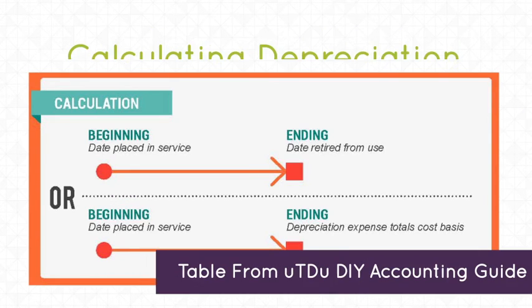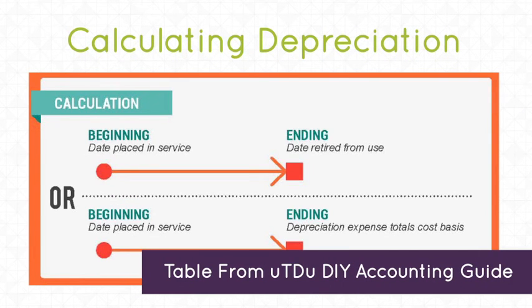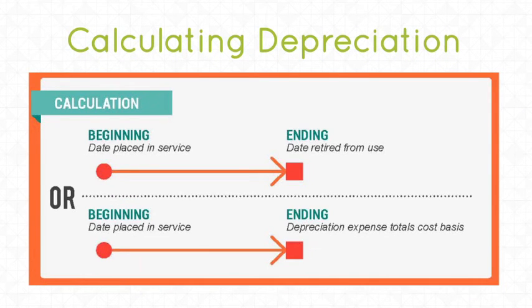Now, the date the asset was placed in service to be used for its intended use in the business is the placed in service date. Depreciation is calculated based on when the asset was placed in service and ending when the asset is either no longer used for business or is completely depreciated, which means you've deducted the full cost basis through depreciation expense over the years.